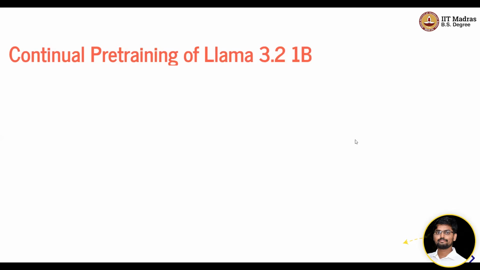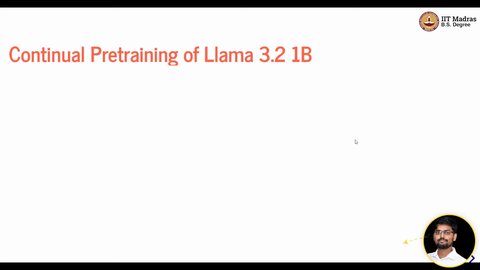So last week we pre-trained GPT-2 from scratch using the BookCorpus dataset. Typically we won't do pre-training ourselves. Corporates like Meta AI do the pre-training and release models like Llama. Last month they released Llama 3.2. So we are going to continue the pre-training process of the Llama 3.2 1 billion parameter model.